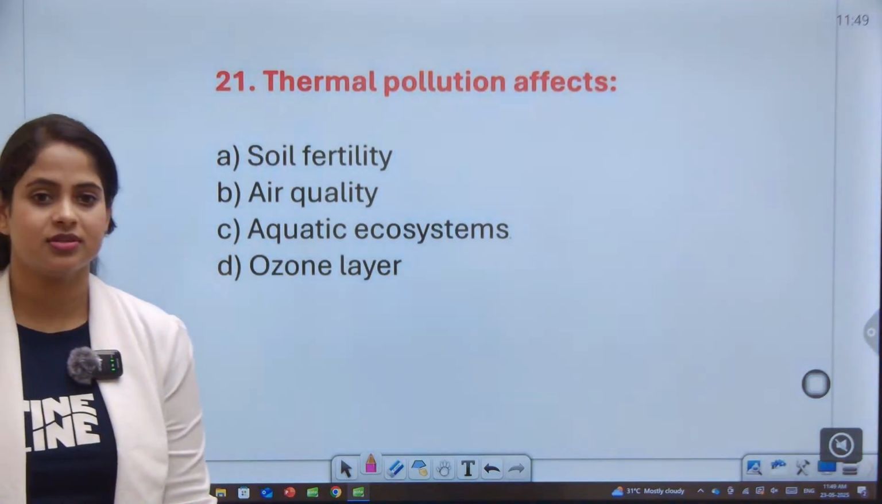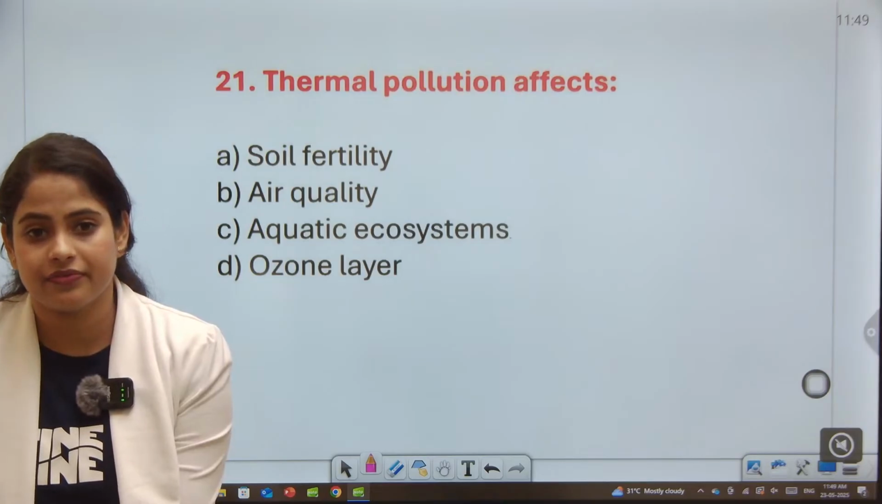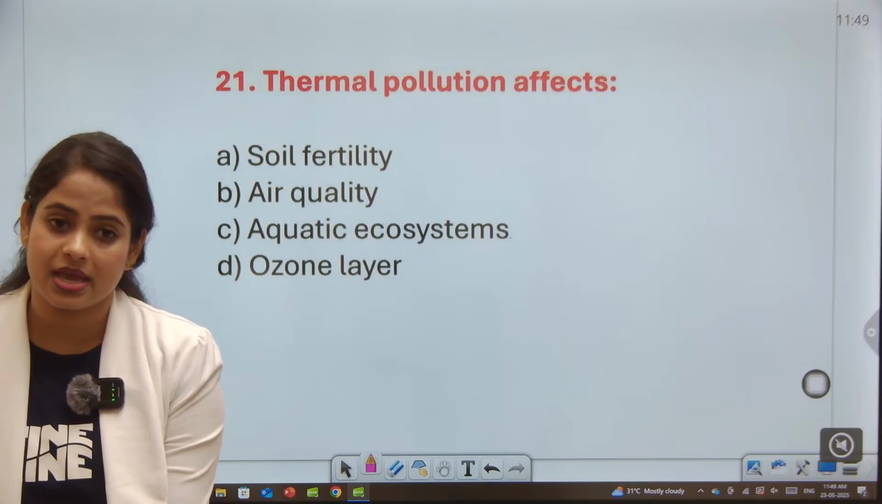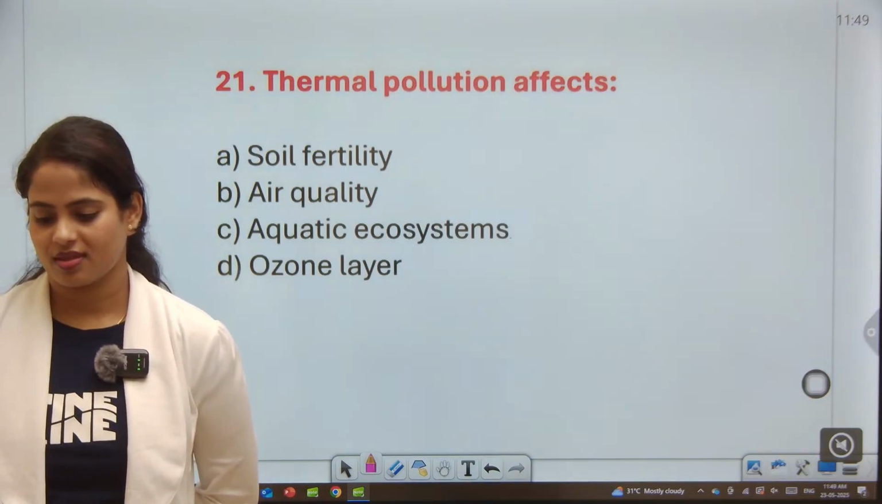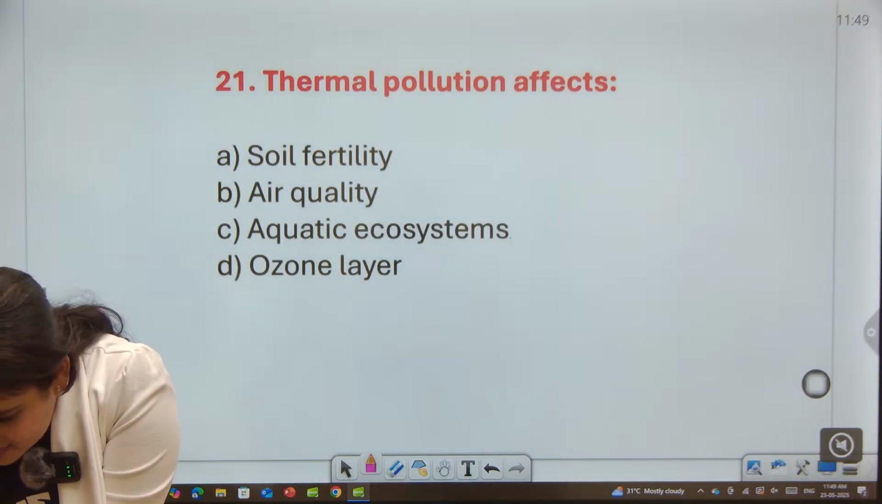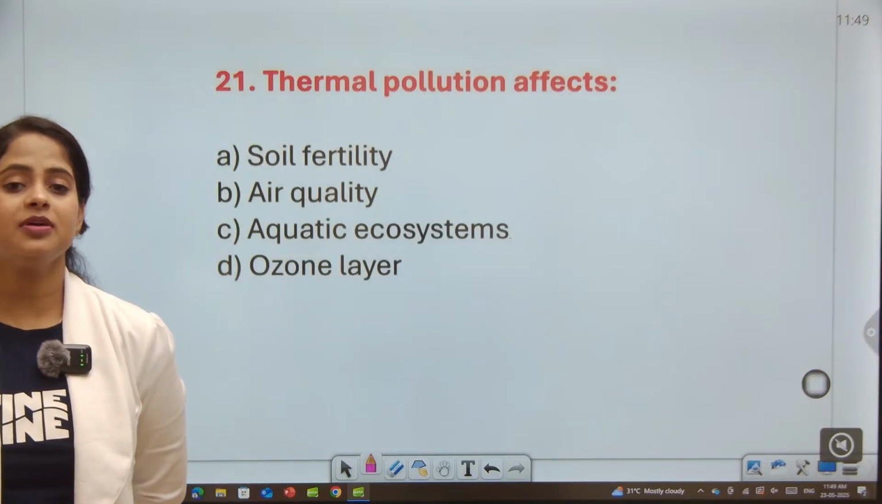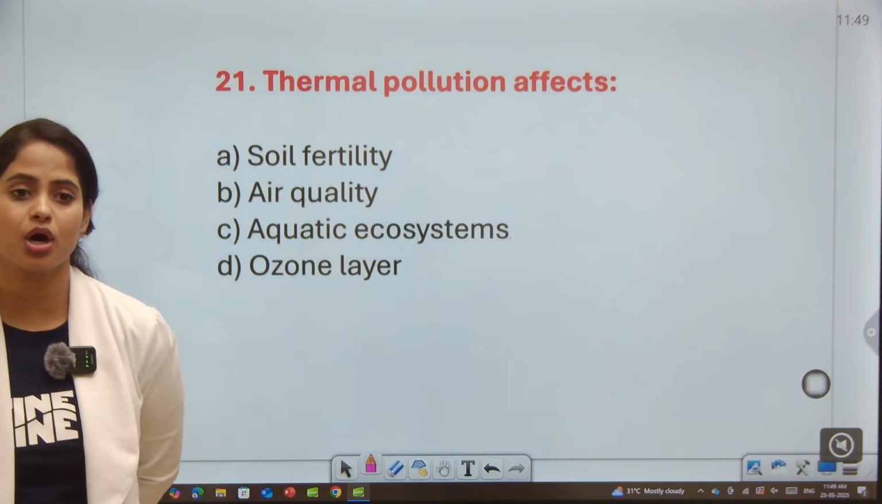Now, next, thermal pollution affects what? Soil fertility, air quality, aquatic ecosystems, or ozone layer. Tell me the right answer. Thermal pollution affects soil fertility, air quality, aquatic ecosystem, or ozone layer.